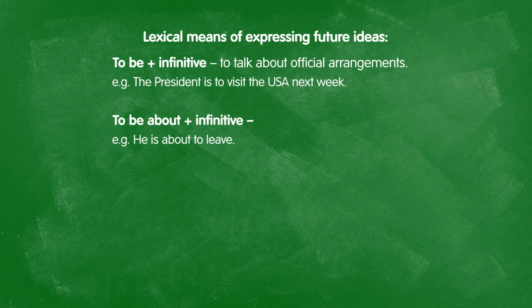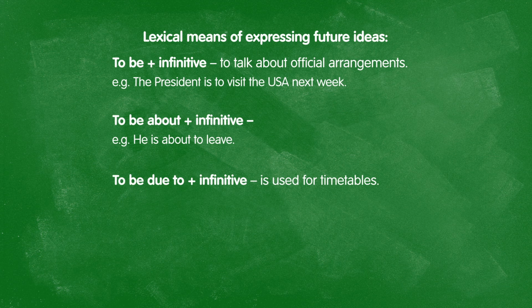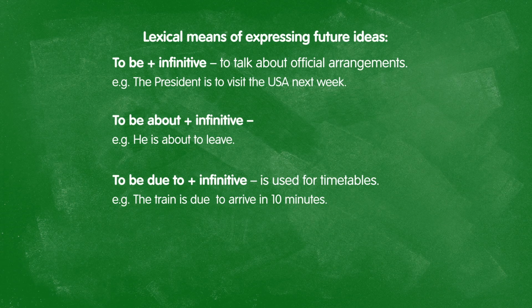And finally, to be due to with the infinitive. For example, the train is due to arrive in 10 minutes. Here, due to is according to a specific schedule or timetable. Because I have a schedule which tells me when all of the trains arrive, I know that the train is due to arrive in 10 minutes.